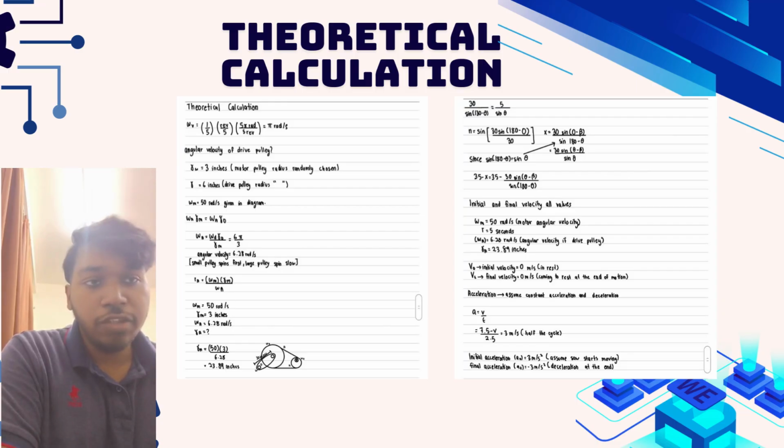There's one equation where ωM equals ωD, where the motor pulley and the drive pulley are connected by a belt, and we assume there's no slipping. The linear belt speed is the same on both pulleys. Then, to calculate the drive pulley angular velocity, we use the formula ωD equals ωM times RM over RD. The values are 50 times 3 divided by 6, and you get 6.28 radians per second. The radii were randomly chosen by the group, where the motor pulley radius is 3 inches and the drive pulley radius is 6 inches. So we got the answer for that.